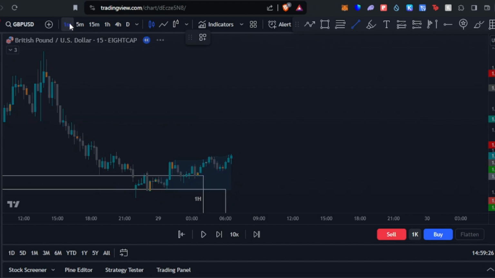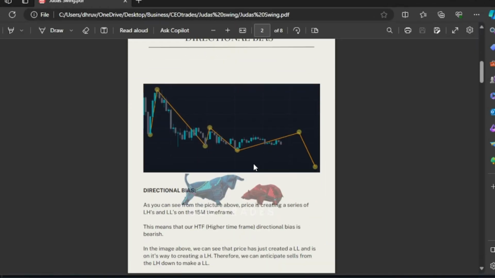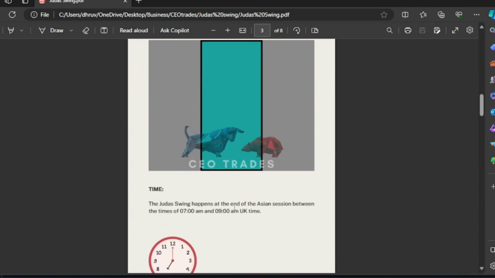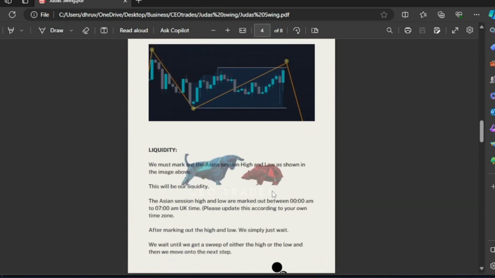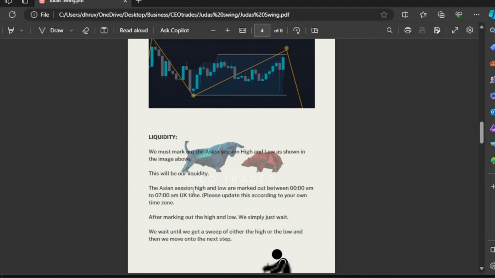So if I now jump onto the 1 minute and we go back to our framework, we've identified our directional bias, and our next step is to understand that the Judas swing happens between 7 AM and 9 AM UK time. So make sure that you change this according to whatever time zone you're in so that you also get the correct trading window. But once we've identified that, we move on to the next step, which is to identify our liquidity. So we mark out the Asia high and low because this is now going to become our liquidity. So between midnight and 7 AM UK time is what I classify as the Asia liquidity. And these are the points that I reference for the highs and the lows.